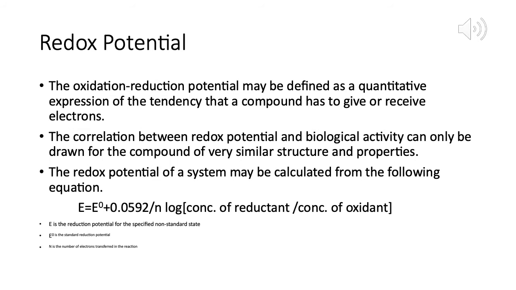Redox potential. The oxidation reduction potential may be defined as a quantitative expression of the tendency that a compound has to give or receive electrons. There's a correlation between redox potential and biological activity that can be drawn for compounds of very similar structure and property. The redox potential of a system may be calculated from the following equation: E equals E0 plus 0.592 over n, times the log of the concentration of the reductant divided by the concentration of the oxidant.